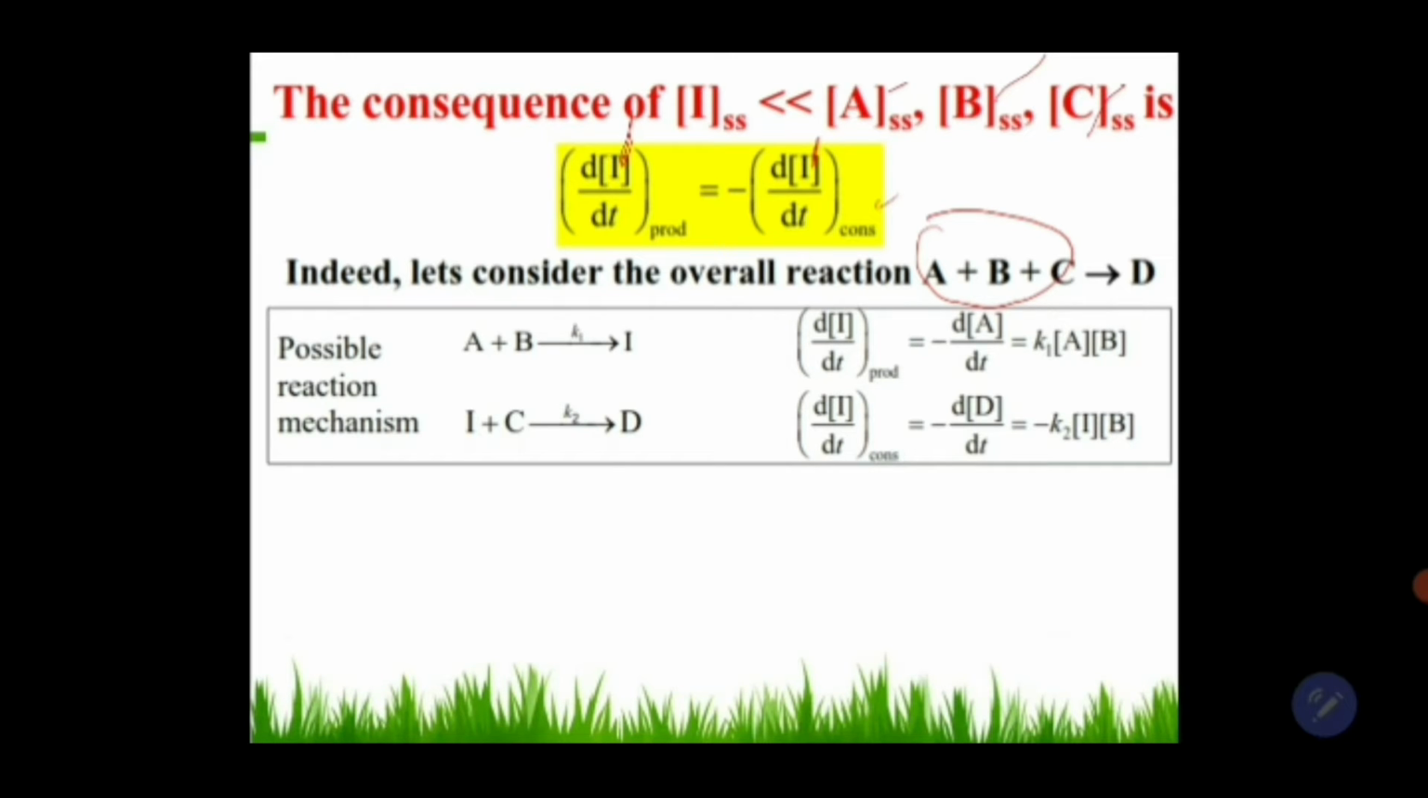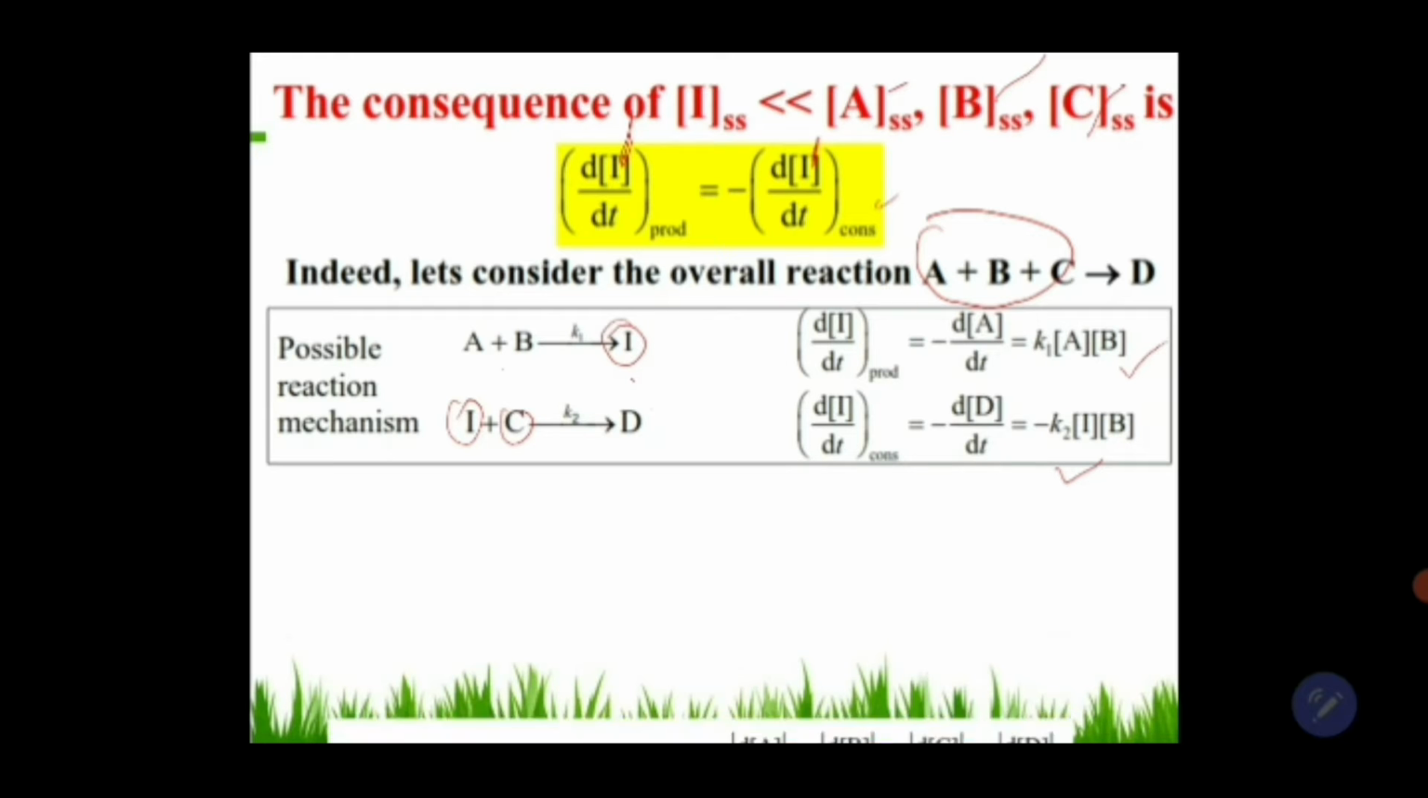So what happens if you consider the reaction? The possible reaction mechanism is A plus B gives I, the intermediate, and this I reacts with C, so that only then can the 3 reactants react in order to give D. The rate expression could be written like this for the formation of the intermediate, and for the consumption of the intermediate the rate expression could be written like this.